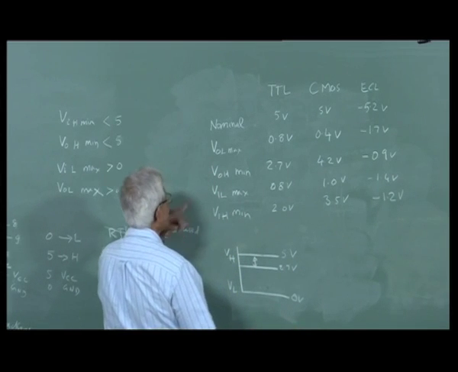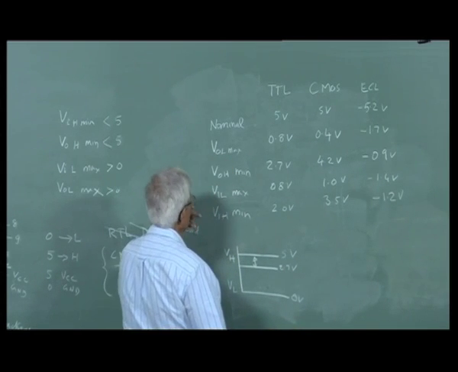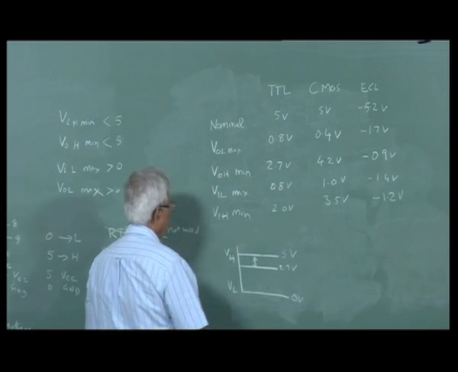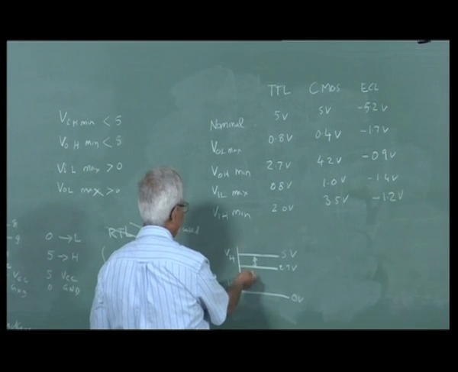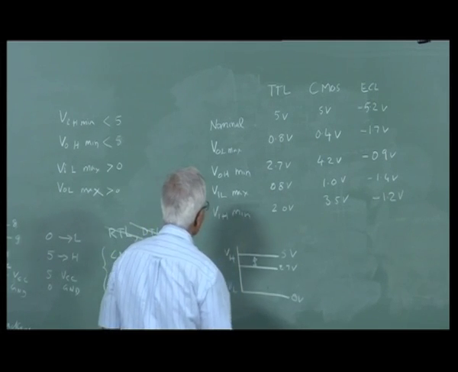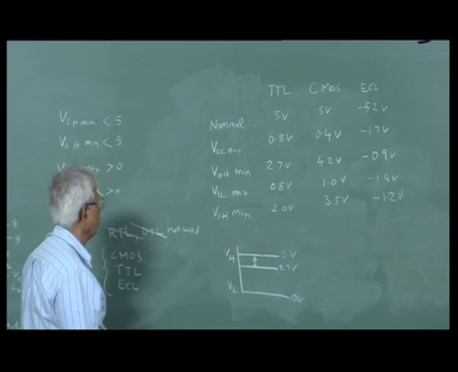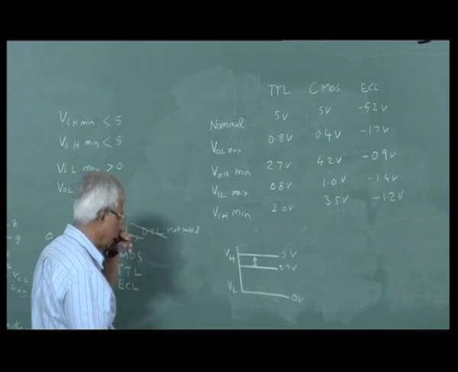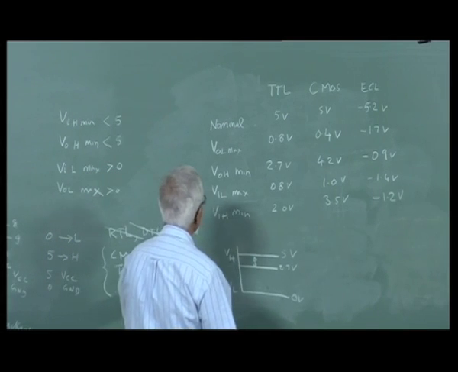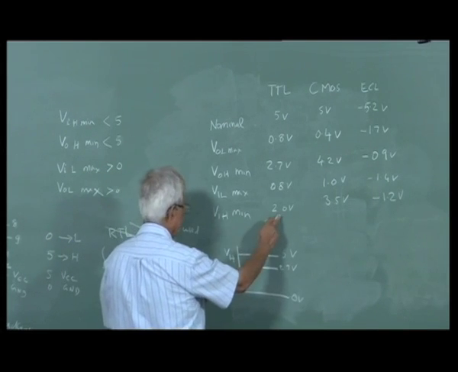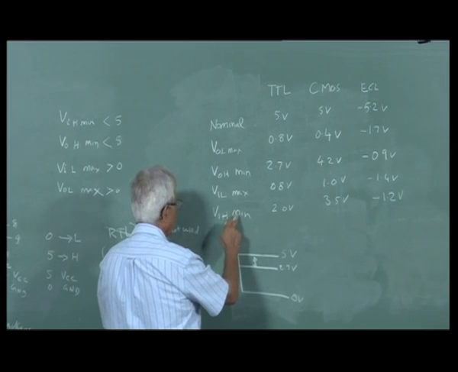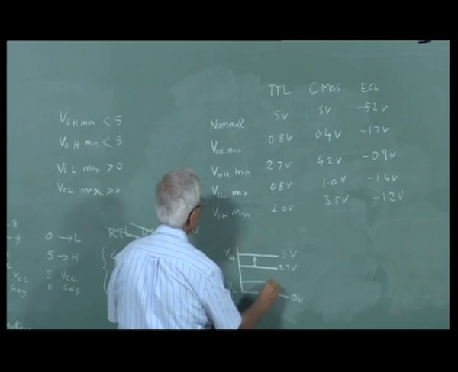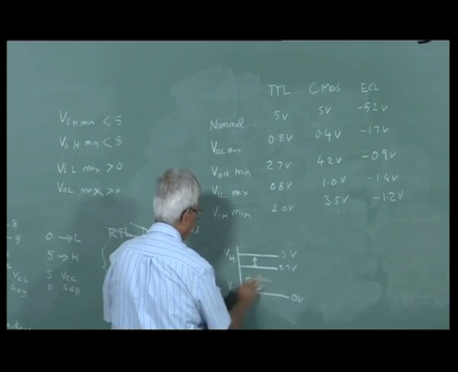This is what it meant by this, VOL, VOH minimum. If it goes below this, it will not be recognized as a high value. VOL maximum on the lower side output, VIH input as high up to 2 volts will be recognized. VIH, this is output voltage.